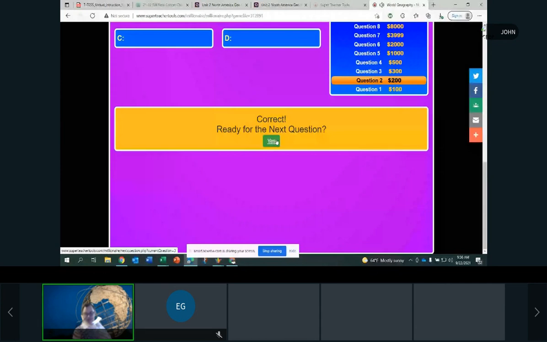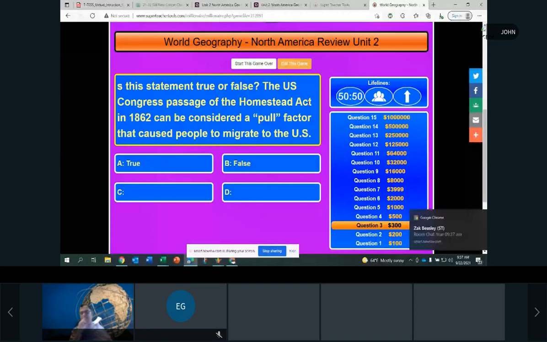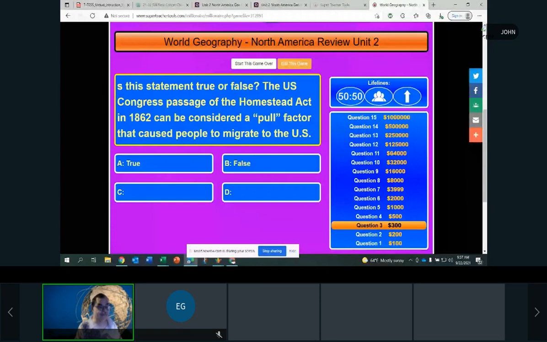Okay. Is this statement true or false? The U.S. Congress passage of the Homestead Act in 1862 can be considered a pull factor that caused people to migrate to the United States. The fact that we were giving them 40 acres and a mule, that we were giving people land, is that a pull or a push factor? We were offering people land to come to the United States. Push or pull? It's a pull, so it's true.